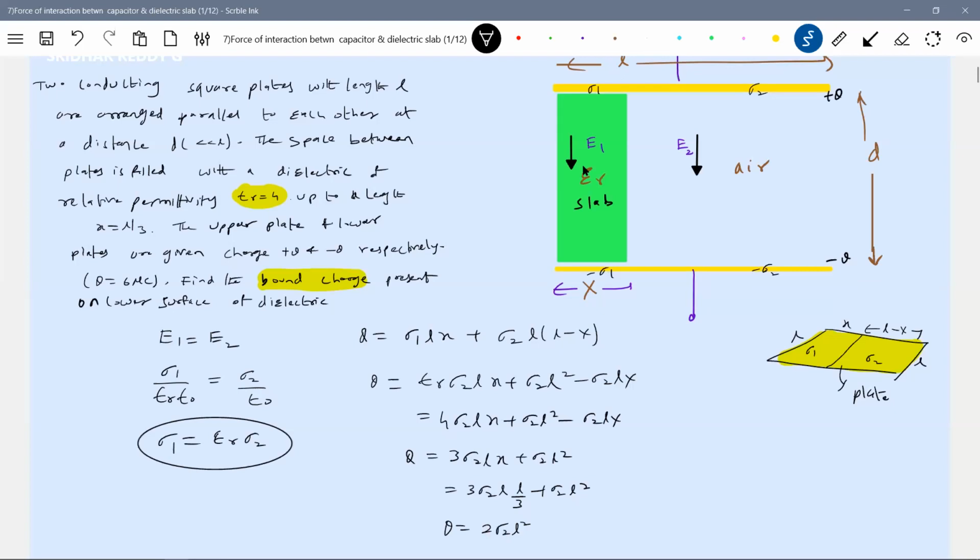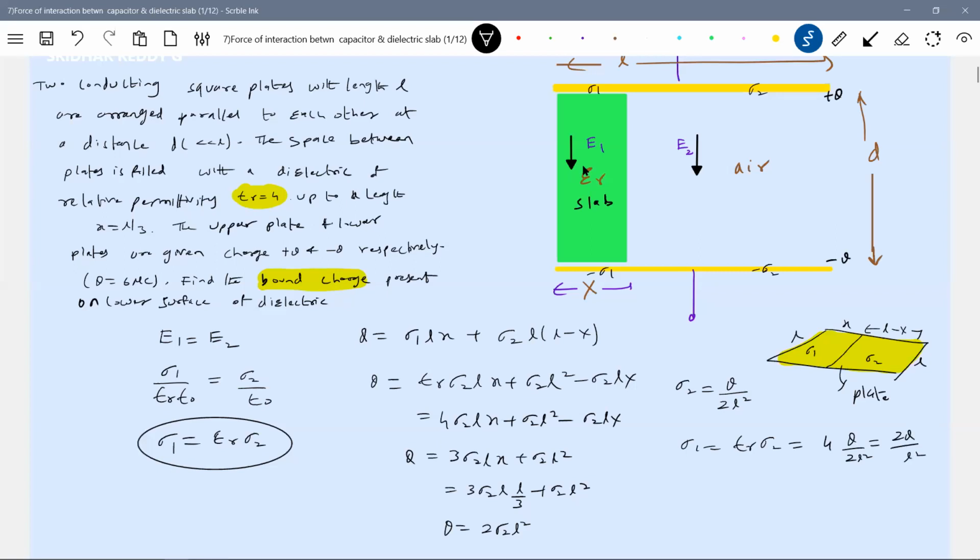Okay, this is the total charge that is present. So what is sigma 2 now? Now sigma 2 we are able to bring, which is equal to Q by 2 L square. Then similarly, now we'll calculate all the things. So sigma 2 value, I got it. So what is sigma 1? Sigma 1 is epsilon R into sigma 2. Epsilon R is 4, Q by 2L square. So this should become 2Q by L square.